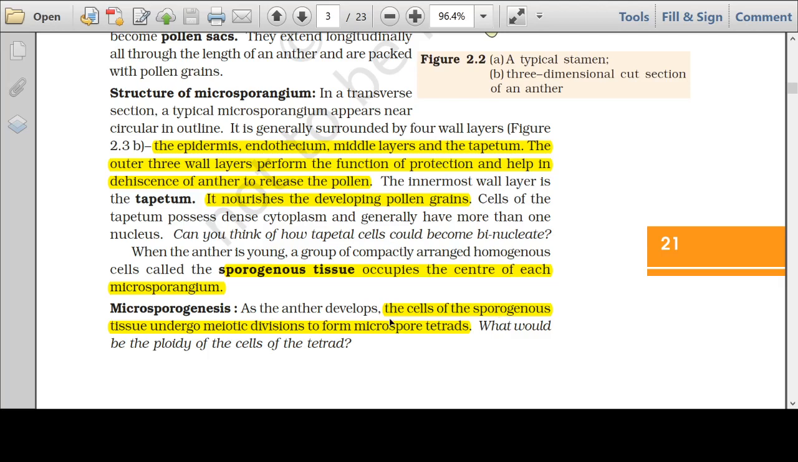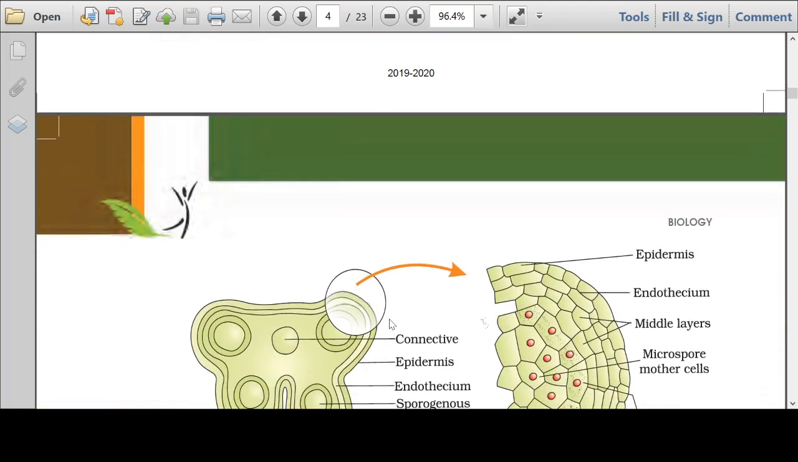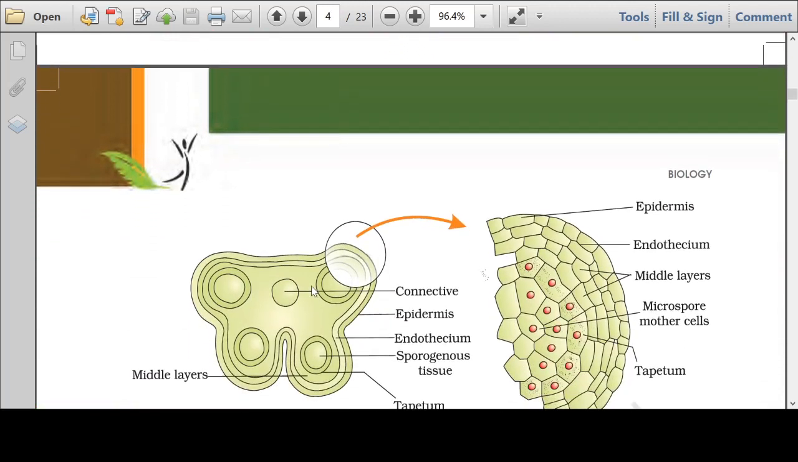Okay, students. So if we come to the definition of microsporogenesis, it's a very simple definition. The word genesis means formation, microspore means the pollen grains. So the cells of this porogenous tissue, which are present in the center of each sporangium, undergo meiotic division to form microspore tetrad, and the process is microsporogenesis. Microsporogenesis means the process of formation of the microspores. Microspores are nothing but the pollen grains, and pollen grains are formed from the sporogenous tissue that occupies the center of the anther, the center of the microsporangium. This region, this center.